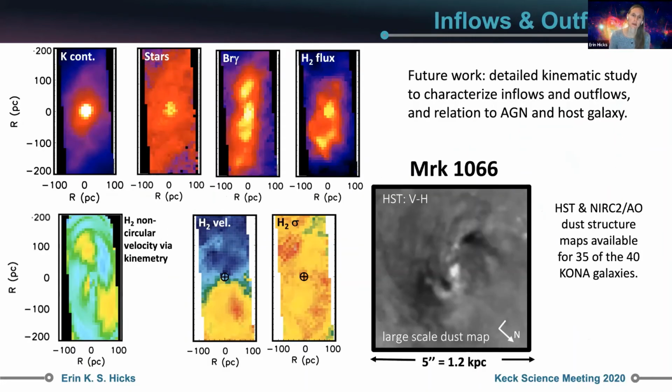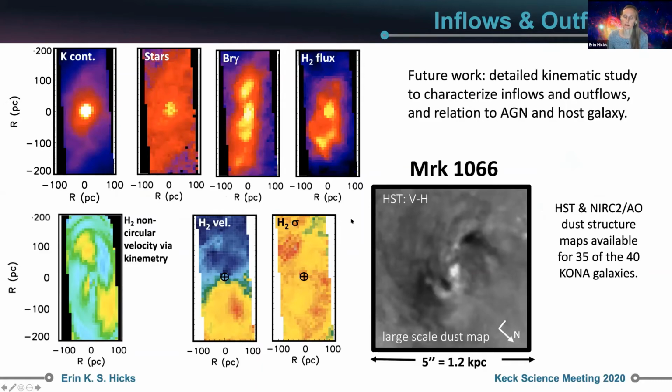I'll just give you a bit of a glimpse as to work to come, a more detailed analysis of those kinematics. The OSIRIS field of view is rather small, and it's very helpful to place it in the context of what's going on at larger scales in the galaxy. We've done this through looking at dust structure maps from HST as well as H-band imaging from NIRC2 with AO. In this case, this is Markarian 1066.